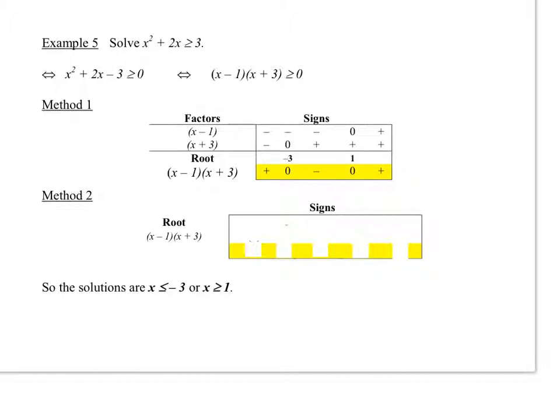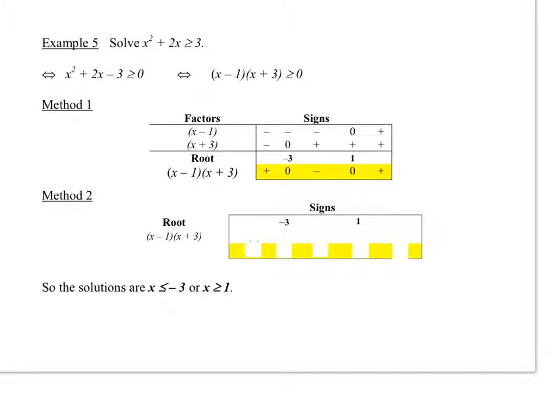Now that's one way of doing it. It's a little bit quicker to do it in this second method. So I'll show you the second method straight off. Again, you need to put the roots in as best you can. So you put negative 3 and 1 down, and you just, in one go, do a calculation for what x minus 1 times x plus 3 would be.